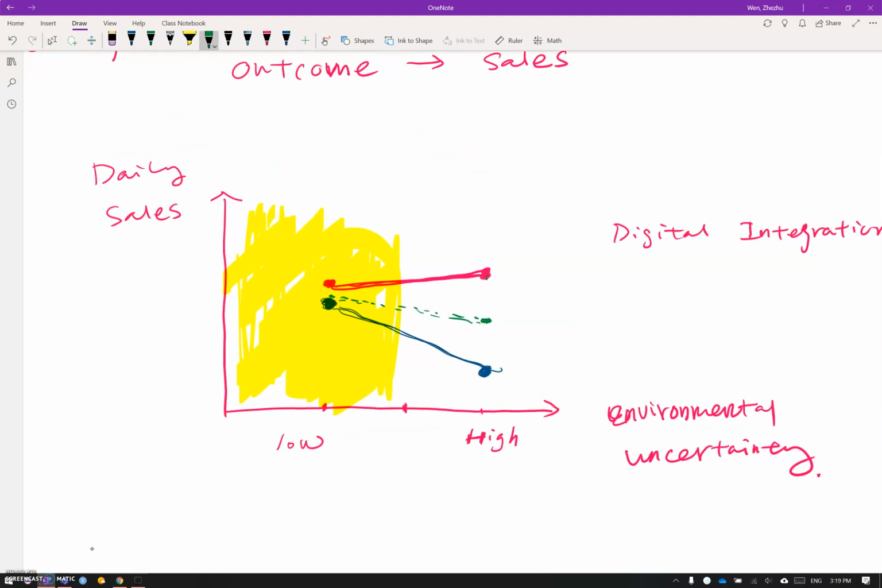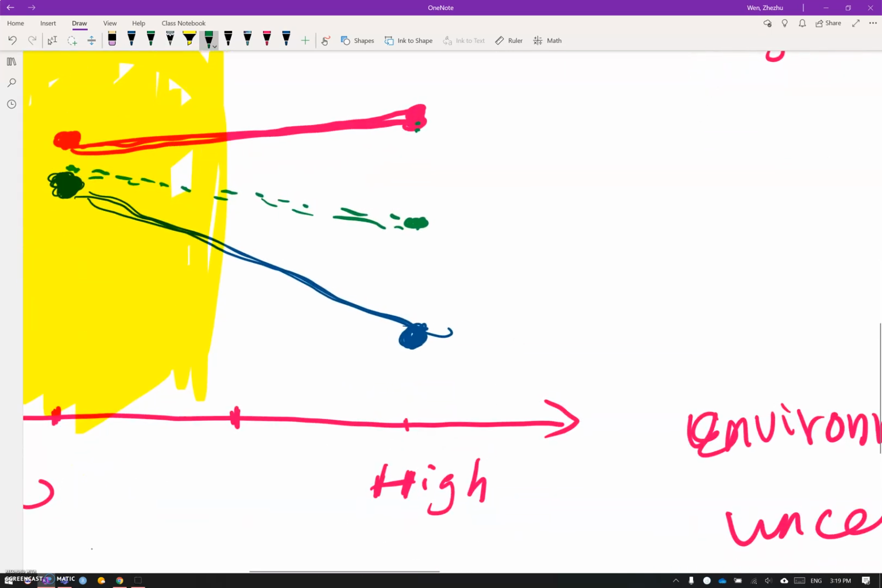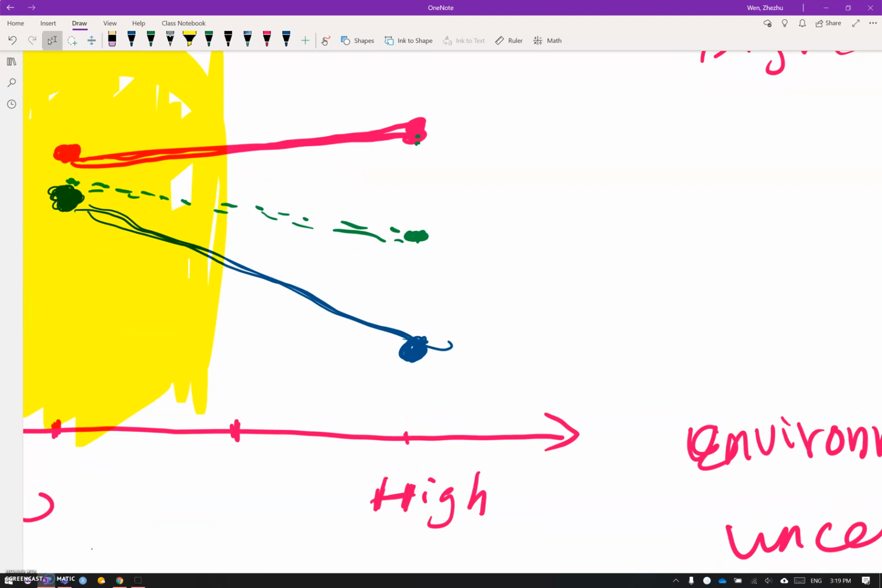So when the environment is certain, then the digital integrated cells have a slight advantage over the non-digital integrated operations. If you consider the other half, where the environmental uncertainty is high, the advantage of digital integration over non-digital integration is significantly high.